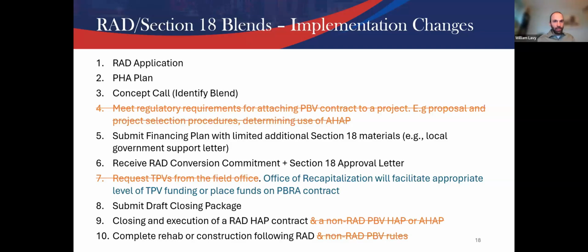PHA submits its financing plan with a few other limited Section 18 materials that aren't already covered in our normal RAD financing plan, like the local government letter of support. HUD issues the RAD conversion commitment and a Section 18 approval letter. It used to be that you then request TPVs from the field office, and then HUD issues you the TPVs. We're going to actually centralize that as part of the RAD process.